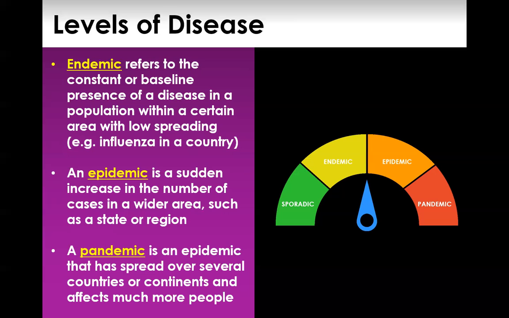Now, an epidemic is a sudden increase in the number of cases. The pandemic is what we are living with when we talk about COVID-19. This is an epidemic that has spread over several countries and continents and affects many more people. We know this is true, as COVID-19 has literally affected millions of people around the world.